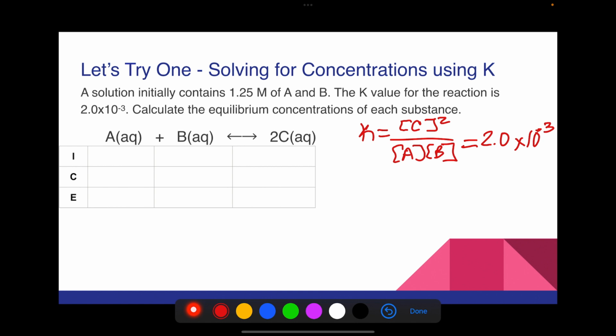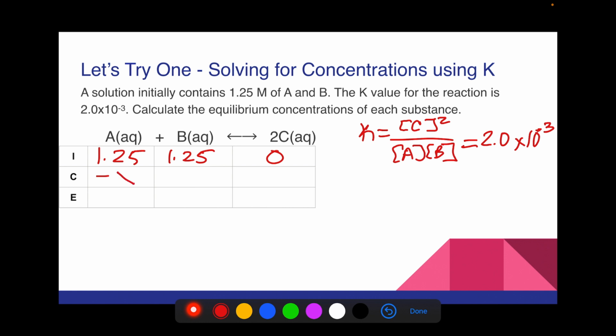Now we can fill in what we know on our ICE table. So we know the initial concentrations of A and B, and we also know that C begins as 0. Now this case is a little trickier because we don't know the change. We're not given any information about equilibrium concentration, so we can't calculate a change. However, we do know that since there's no C present, the reaction must proceed in the forward direction, meaning we must be using up A and B and creating C. We also know the ratio in which that's happening. So I'm going to call our change X.